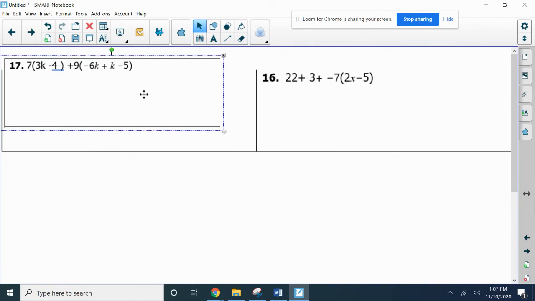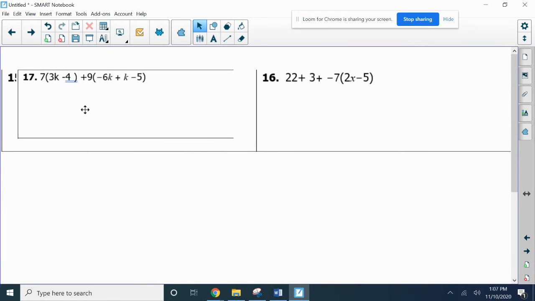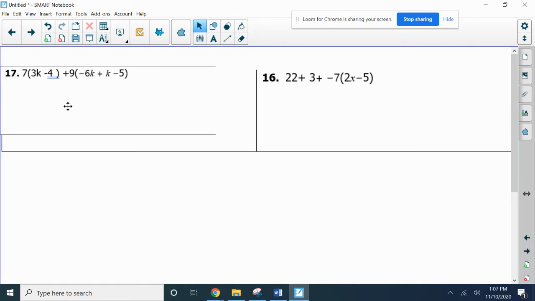All right. So I am going to do 17 and 16. So I'm going to do one more where we only have 1 parenthesis, and then I want to take a good look at 17 where we have 2 parentheses. So same process, we're going to do distribution. So I'm going to start with 16.